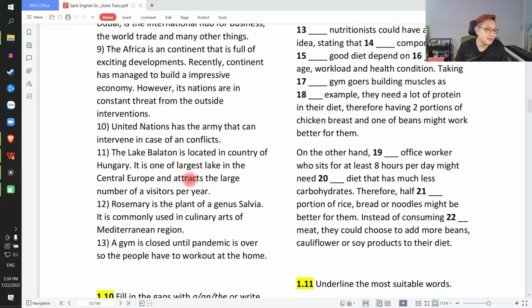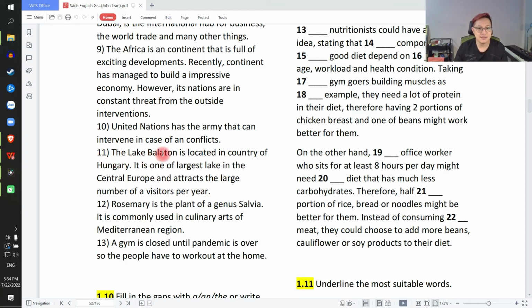And attract a large number of visitors per year. So here visitors in general, no article. Chỗ này là visitors nói chung, không có mạo từ gì hết. Mà chỗ này là một thông tin mới nè. Một lượng khách lớn, một lượng du khách lớn hàng năm. Đó là thông tin mới đưa lên lần đầu tiên, phải là a không? So here it attracts what? It's a new information here. It attracts a large number of visitors per year. Thông tin mới nè, có a nè, trường hợp này là a.